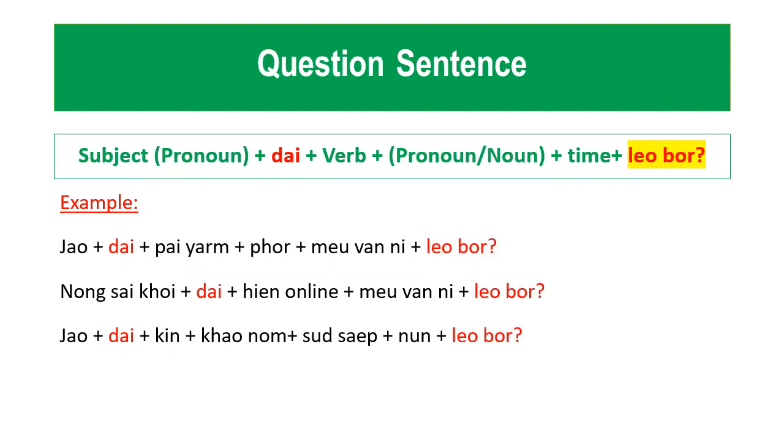And now with the question sentence, you use the pronoun, ได้, and then the verb, pronoun, time, and then แล้วบ่. แล้วบ่ means completed or not. เจ้าเฮ็ดนั่นแล้วบ่. Did you do that completely?